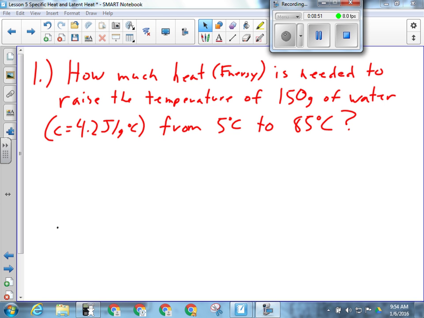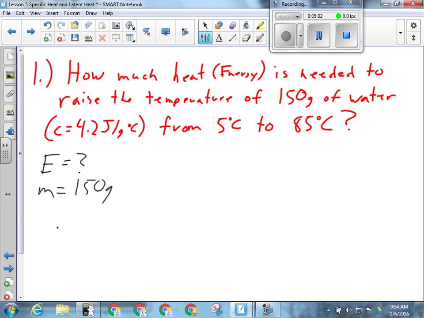Pretty straightforward here. Okay? Write down our givens. We're looking for how much energy. We are told the mass, 150 grams. We're told the specific heat capacity, 4.2 joules per gram degree Celsius. And we're trying to change the temperature from 5 degrees Celsius to 85 degrees Celsius, which is, again, an 80 degrees Celsius temperature change. All right?